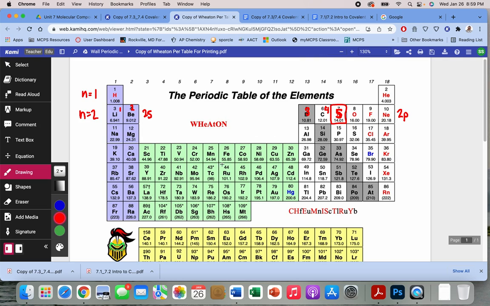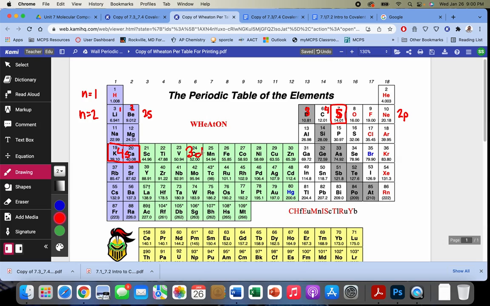Remember that I never count the d electrons because if I look at this sublevel, this is the 4s. These guys, however, are the 3d sublevel. And then back over here is the 4p. So I'm only going to be counting the electrons in the S and P block. So I'll start at the left, skip the D block, and then continue counting in the P block.